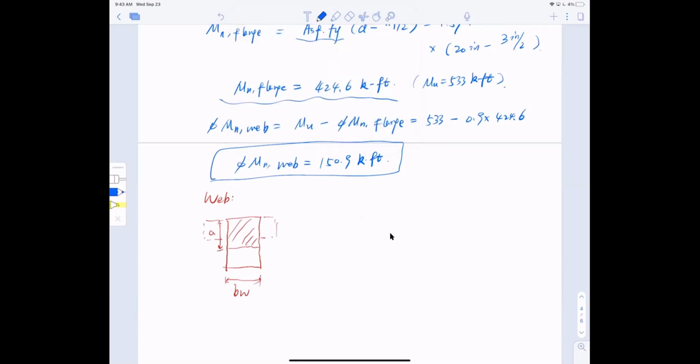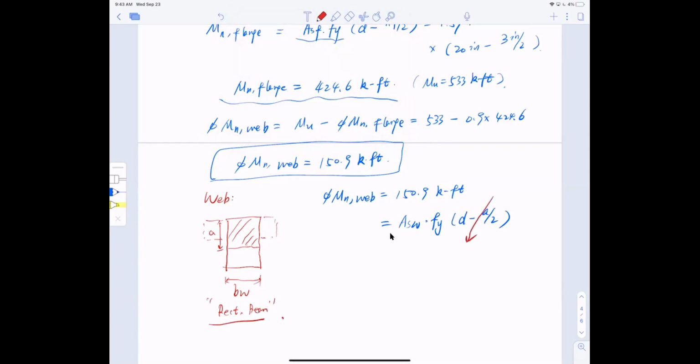Okay, this is a little bit easier, right? I know phi Mn web equals 150.9 kip-feet, and this is actually equal to As web, the reinforcement for the web, multiplied by the yield strength Fy, and in brackets d minus half a. Now, pay attention. We have a rectangular beam here, essentially.